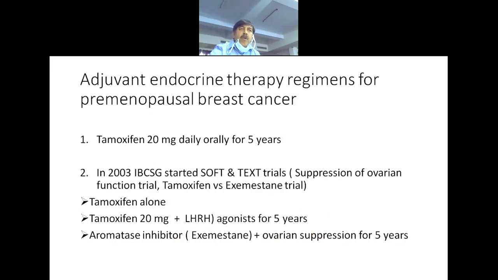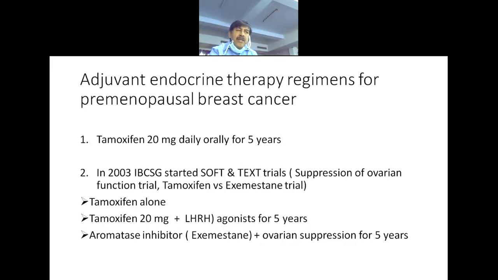Now, adjuvant endocrine therapy regimens for the premenopausal breast cancer. Female patient having breast cancer who is premenopausal and estrogen receptor positive, so how to treat with hormone therapy. So one regimen is tamoxifen 20 milligram daily for 5 years. So various trials have established that 20 milligram tamoxifen at least for 5 years has a significant role in preventing the recurrences and increasing the overall survival.